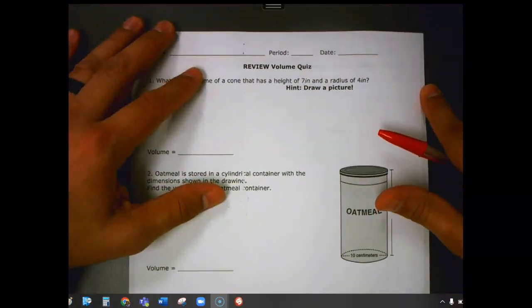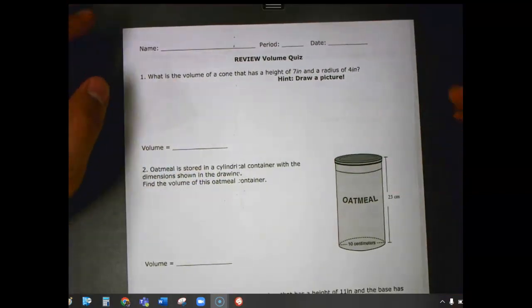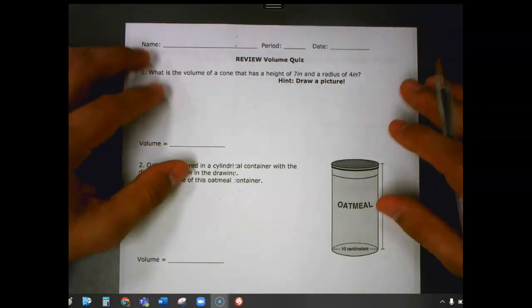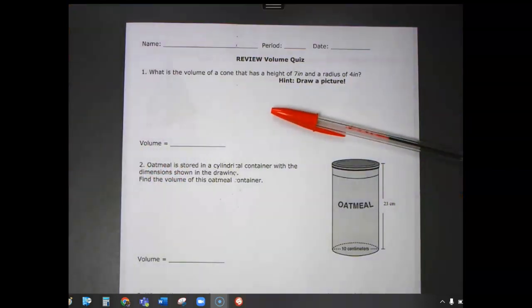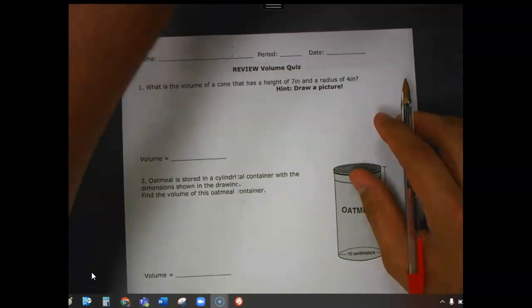Alright, we're going to do the review for the volume quiz we're having on Tuesday. We're going to read this, do all the volume, and we are going to use our formula chart. Here we go.